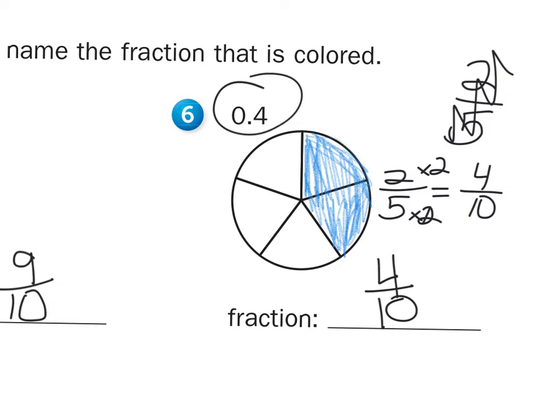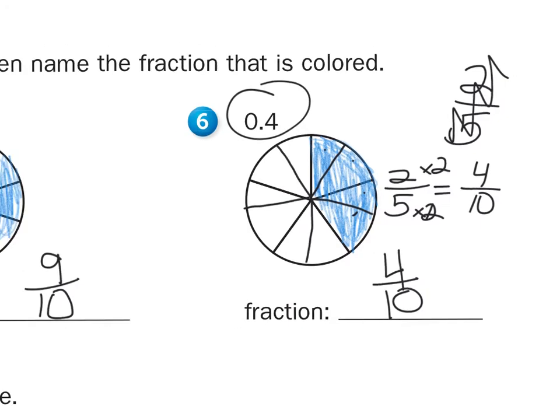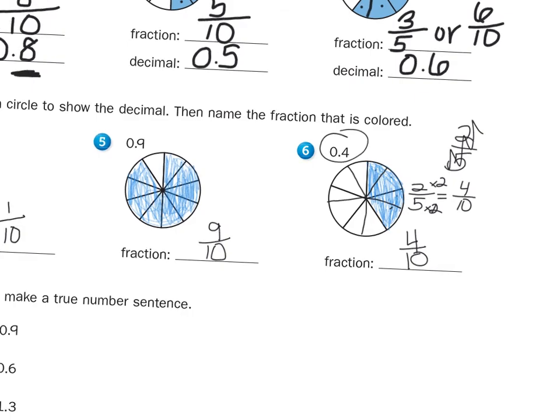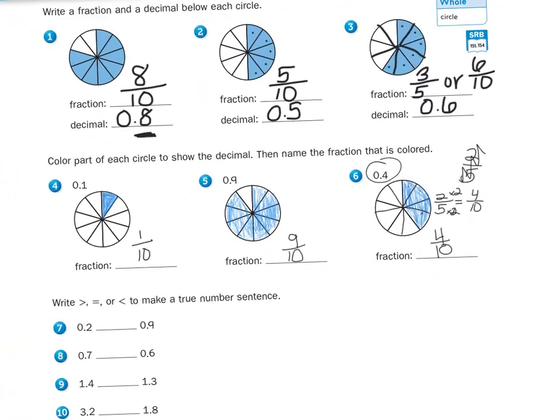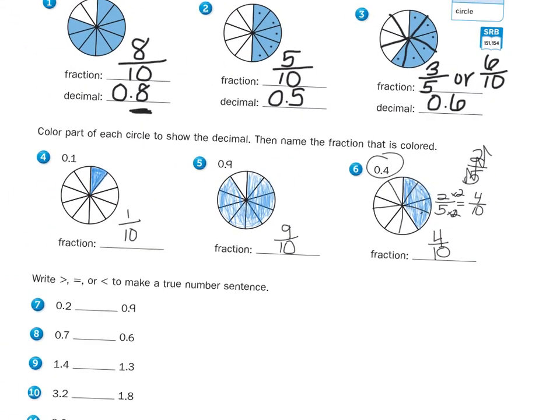Okay, and then again, I'll show you if this was split into 10 pieces, voila. Now you had 2/5 of them colored. Now you have 1, 2, 3, 4/10 of them colored. And I didn't color any others. It's the same amount, because they are equivalent fractions. Okay?